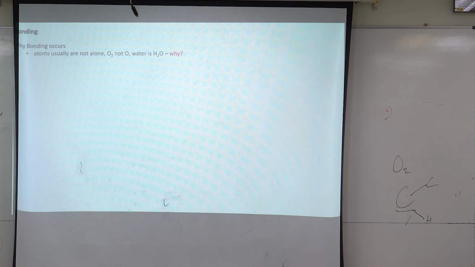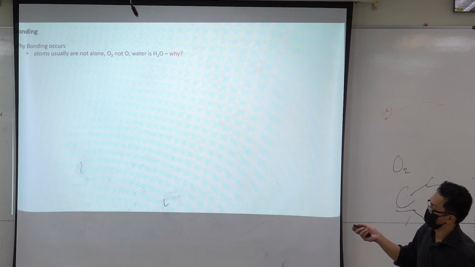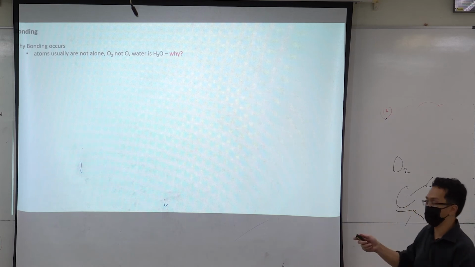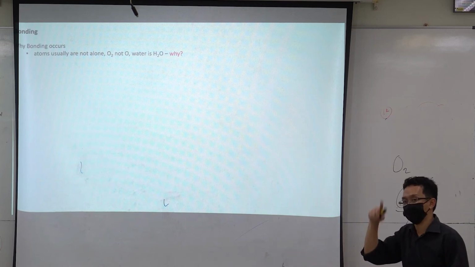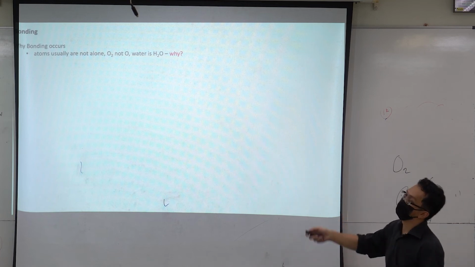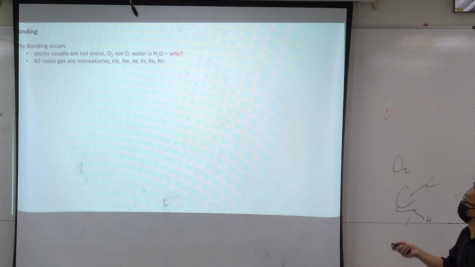Because they want to reach a stable electronic configuration. All the elements in the periodic table have an incomplete valence shell except for the noble gases. So all noble gases are monoatomic.